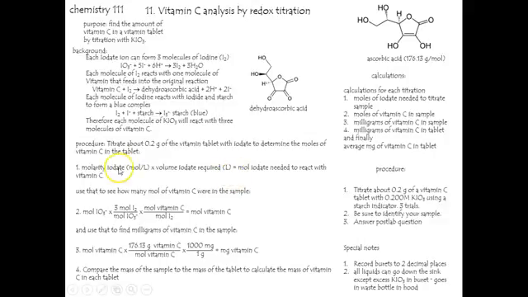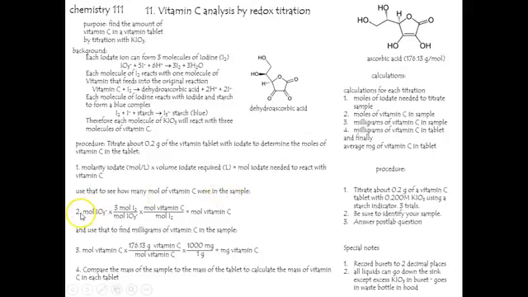And that'll tell you, notice how liters cancels, the moles of the iodate that was needed to react with the vitamin C. Now that's only 1/3 really of the moles, the molarity of the vitamin C, right, since it's a 1-to-3 ratio. So we can now use that to see how many moles of vitamin C were in the sample.